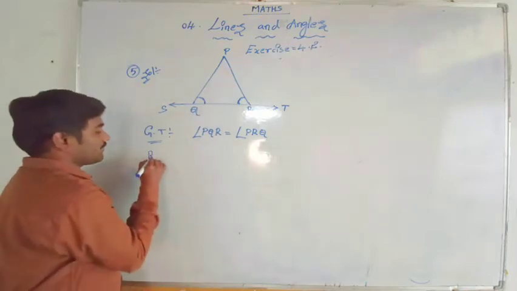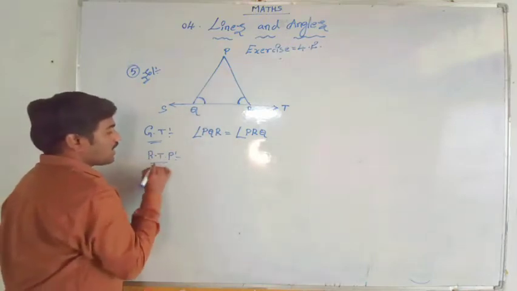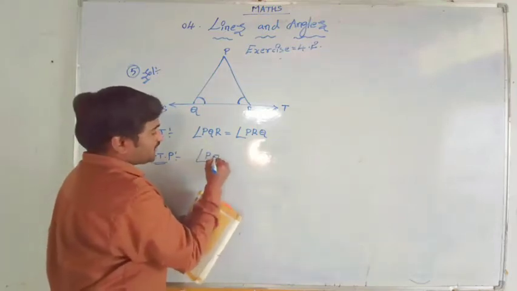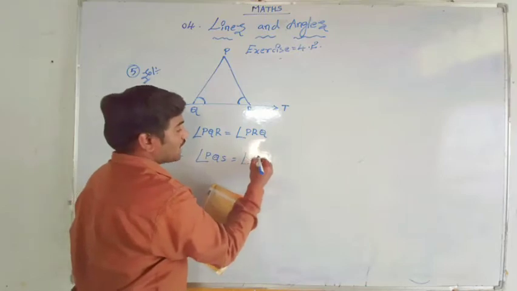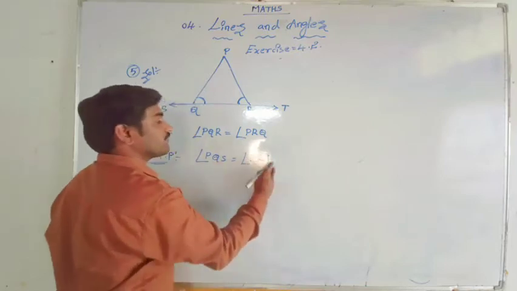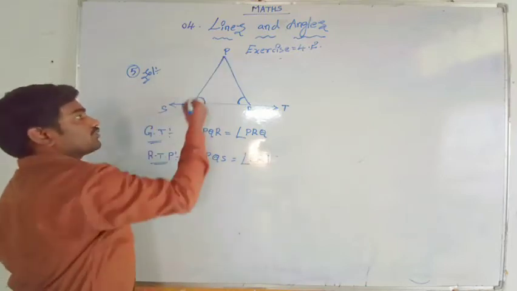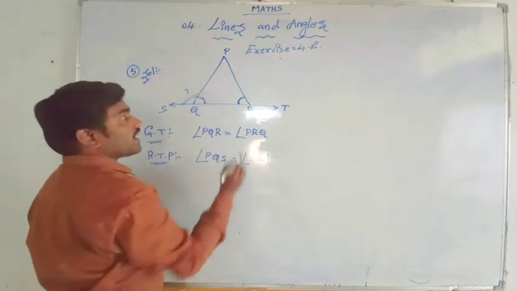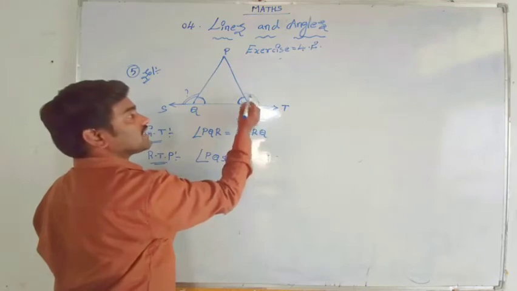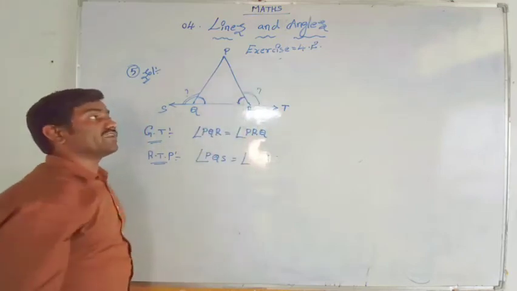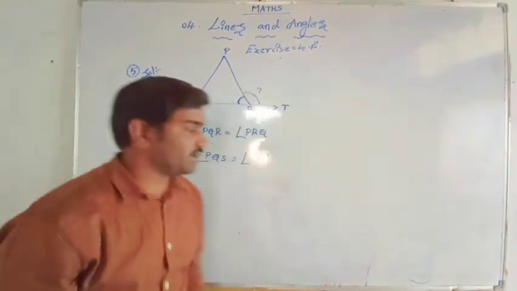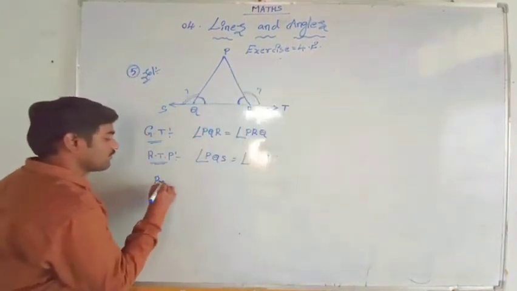Then prove that angle PQS is equal to angle PRT. This angle here, PQS, and this angle, PRT. We need to show that these two angles are equal. Very easily we can find out. Let's see the proof.